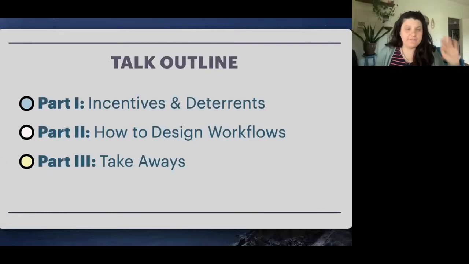So my outline, the first part, I'm going to talk about the incentives and deterrents for reproducibility in general. That'll help you understand the really human aspect of trying to achieve reproducibility in your work. In part 2, I'm going to get to the nitty-gritty and advice on how to actually design these workflows. And then part 3 is really short, just reiterating some of the takeaways I hope you learn from the talk.